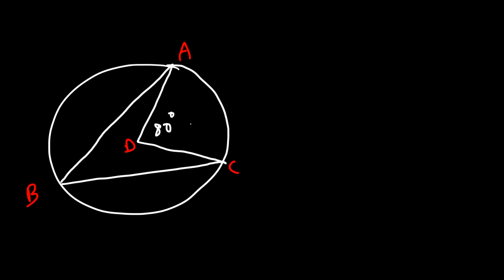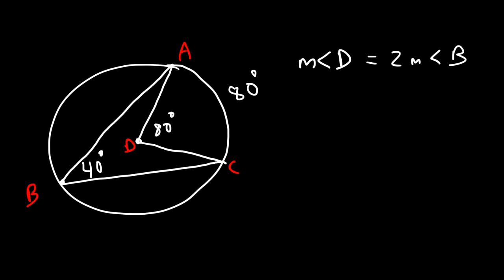Well, we know that the measure of a central angle is the same as the measure of the arc. So arc AC has to be 80. And the inscribed angle has a measure that's 1/2 of the measure of the intercepted arc. So half of 80 is 40. So therefore, the relationship between the central angle D and the inscribed angle B is as follows. Angle D is twice the measure of angle B.